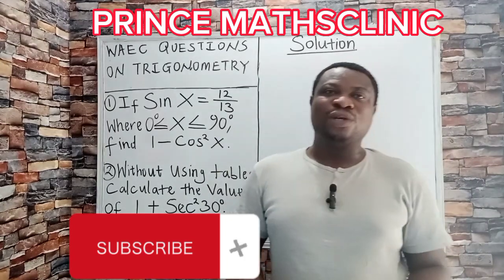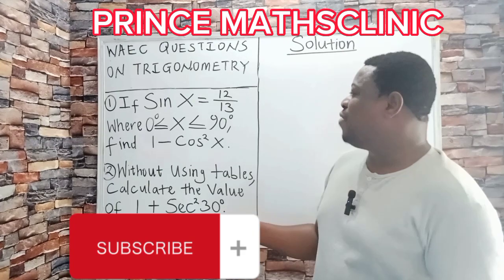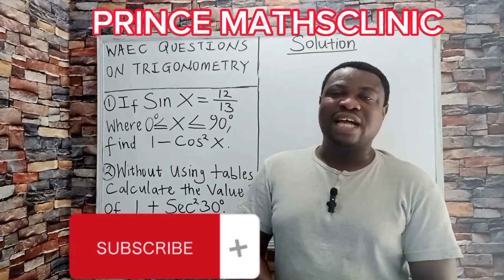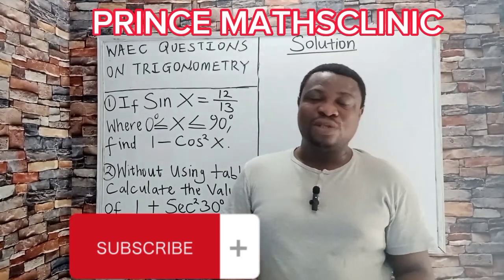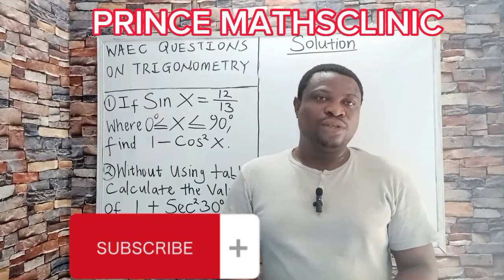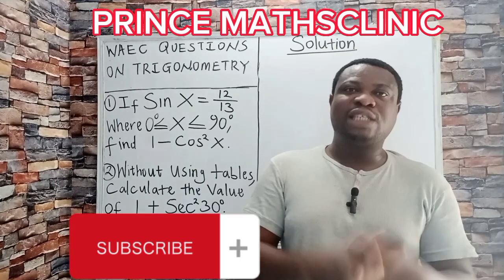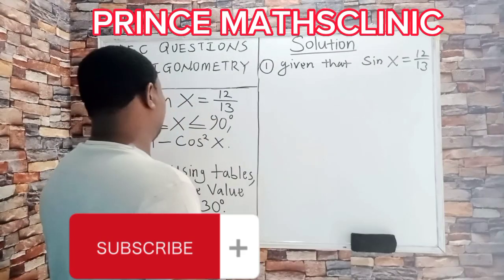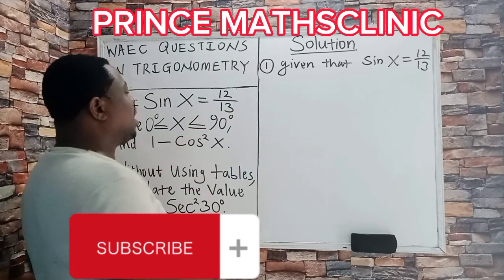So from the question, it's a clear indication that our value for x is certainly greater than 0 and less than or equal to 90. That means that must be an acute angle. There are two ways that we can solve this question, but I will use the fastest method to solve it. That sine x is 12 over 13. We have to find 1 minus cos square x.